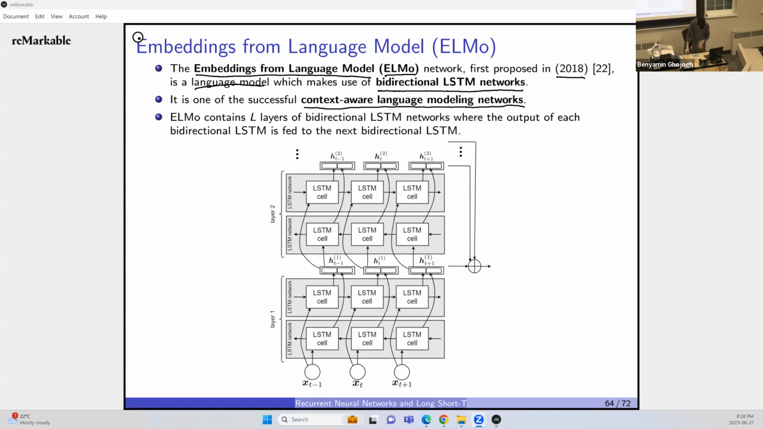Okay, so ELMo was context aware. What does it say? It contains L layers of bidirectional LSTM networks, where the output of each bidirectional LSTM is fed to the next bidirectional LSTM. Do you remember? Bidirectional LSTM had two LSTM networks in two different directions. Now ELMo is a stack of them. It's a stack of bidirectional LSTMs. So layer one is one bidirectional LSTM. Layer two is one bidirectional LSTM. As you see, they are making it more and more complicated.